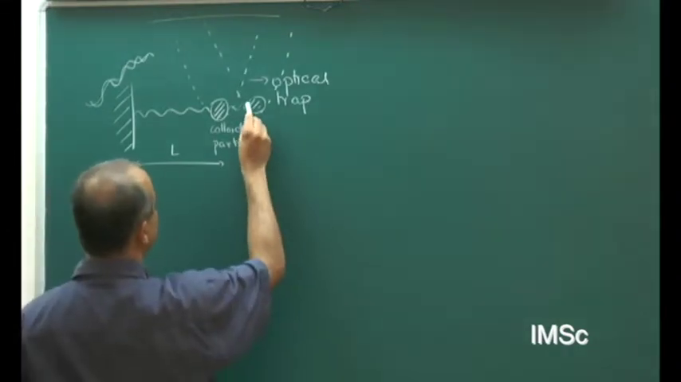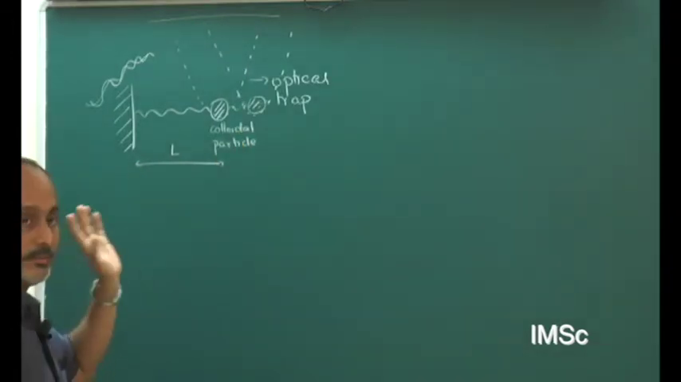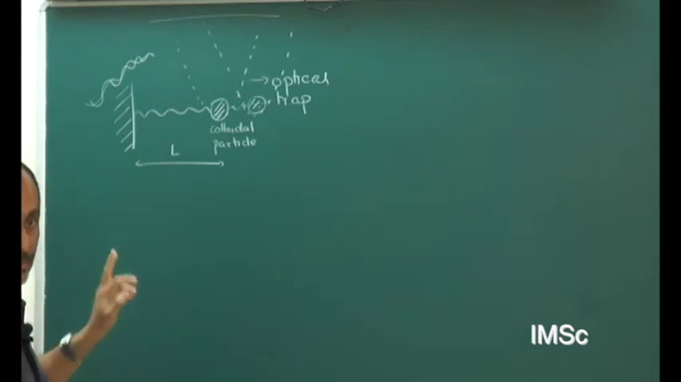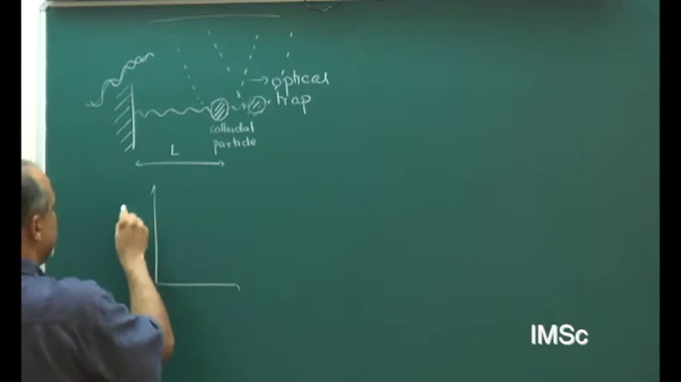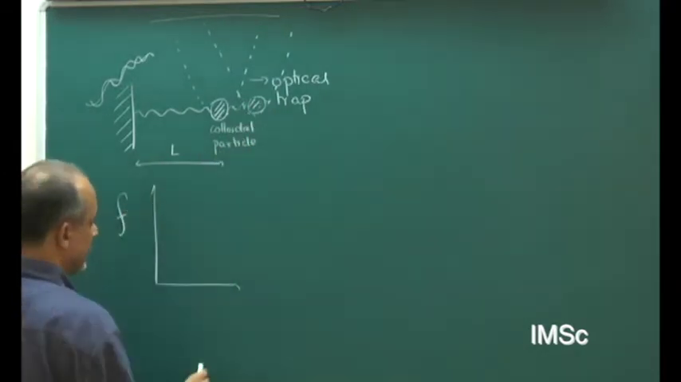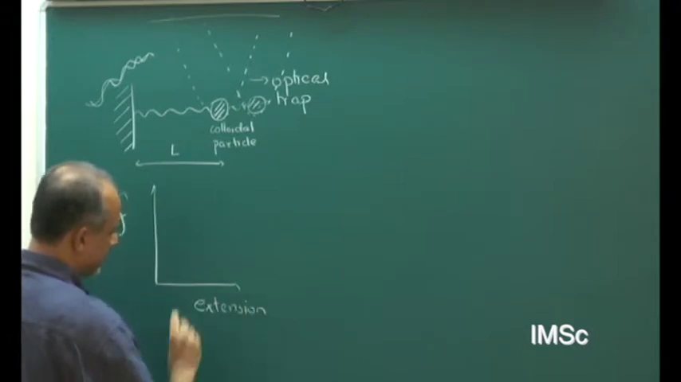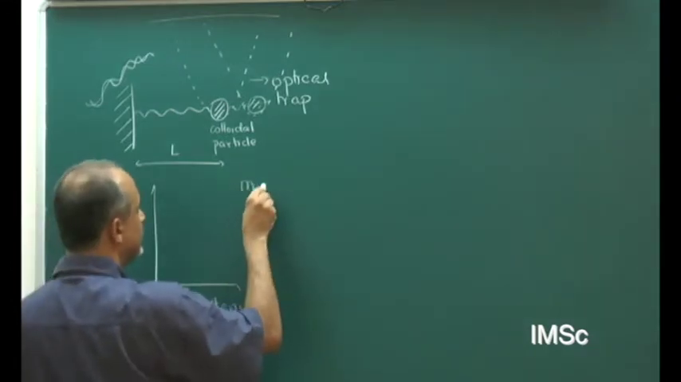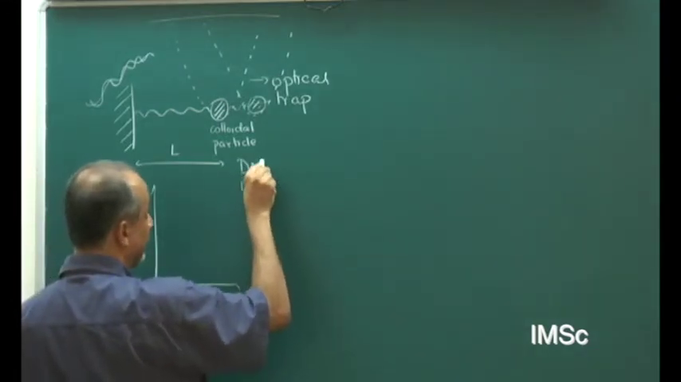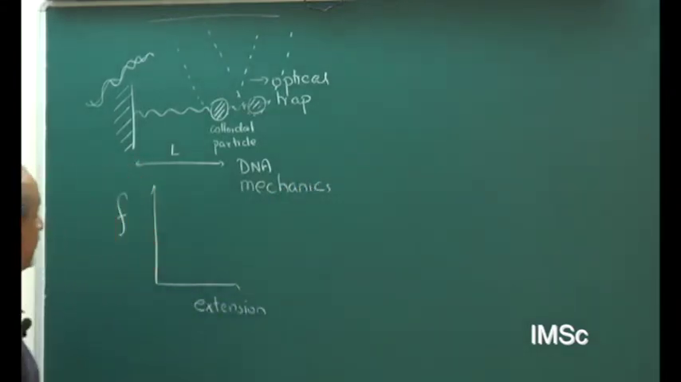Essentially, by looking at the fluctuations of the position of this particular particle, maybe I'll explain later how it's done, we can plot the force that is exerted by the trap versus the extension of the DNA molecule. So this is a way of understanding what is the mechanics of DNA, or what goes into determining the energetics of a long molecule like DNA.